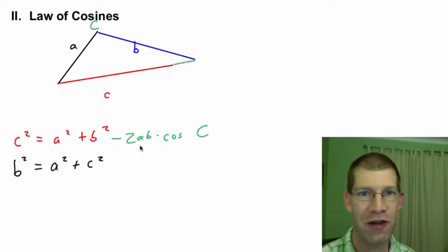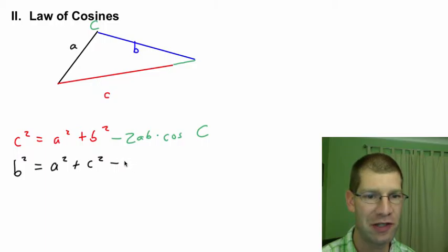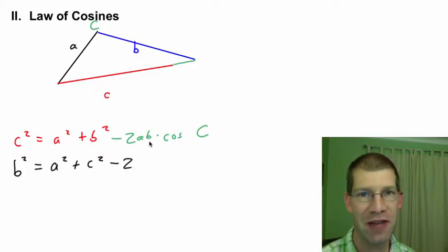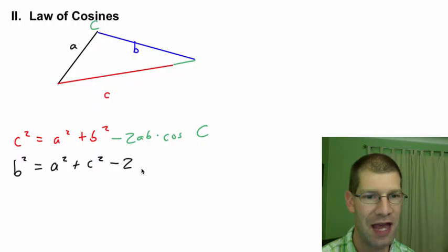Now we get over to this correction factor. We have minus 2, and then ab. Those are going to be the two sides that are over here to the right side of the equals. So for b squared equals, it's going to be minus 2, but instead of ab, it'll be a and c. So minus 2ac times the cosine of my only capital letter.